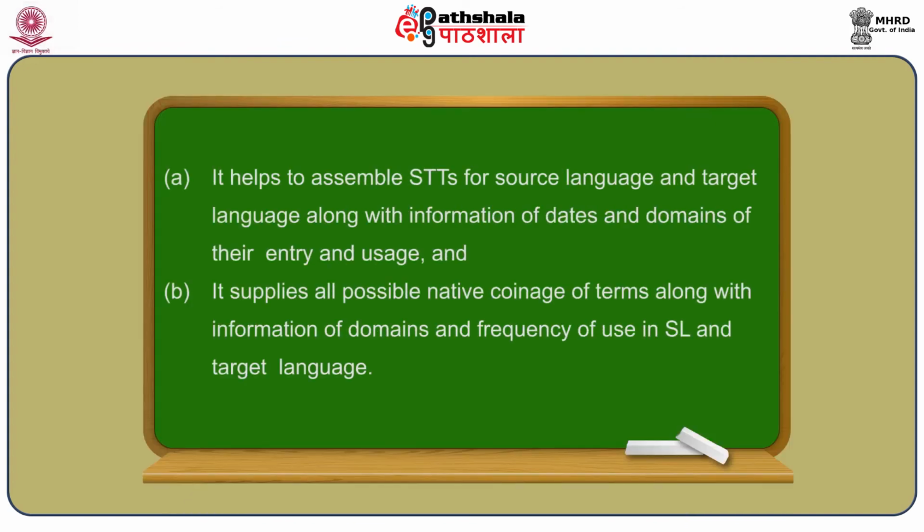First, it helps to assemble terms of the source language and the target language, along with information of dates and domains of their entry and usage in the language. Also, it supplies all possible native coinages of terms along with the information of domains and frequency of usage in both source and target language. So these factors help us to determine the relative acceptance or rejection of terms from the parallel translation corpus. Some instances can be referred to from the Hindi-Bangla ILCI corpus to show that a parallel translation corpus is highly useful in collection of appropriate scientific terms, which are essential elements in translation.